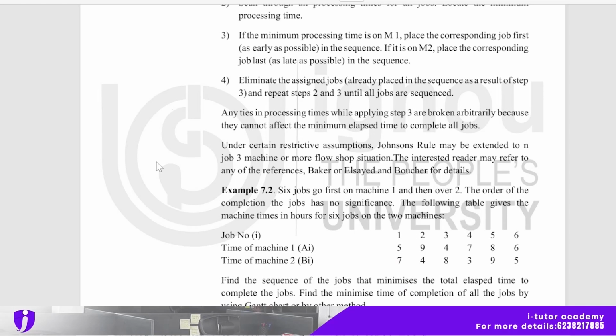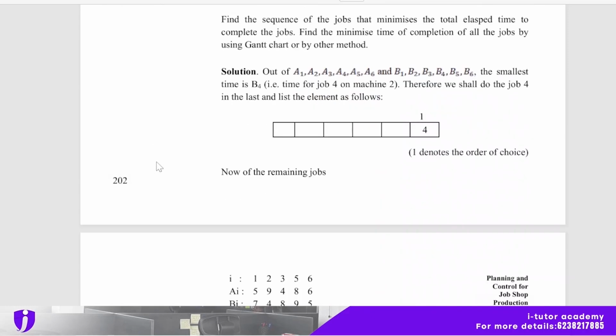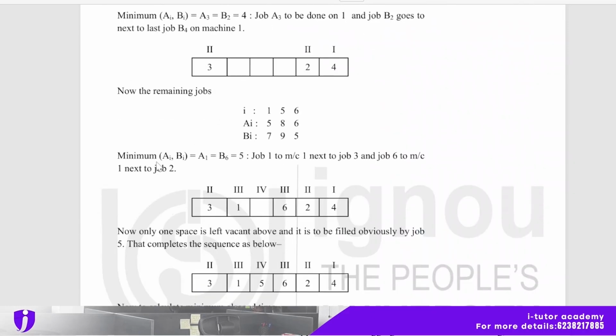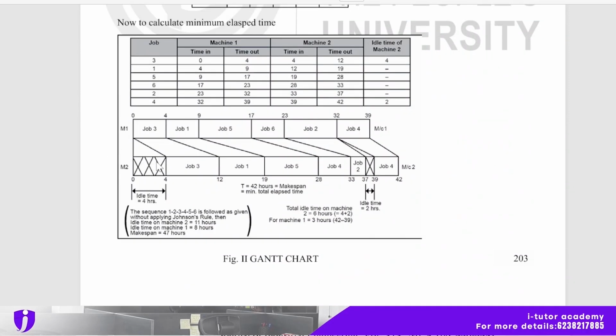Any ties in processing time while applying step 3 are broken arbitrarily because they cannot affect the minimum elapsed time to complete all jobs. Under certain restrictive assumptions, Johnson's rule may be extended to the n jobs, three machines or more flow shop situation. The interested reader may refer to references such as Baker or Elsayed and Boucher for details. So here is example 7.2. Based on this, please refer to your IGNOU study material. If you have any doubts, you can contact us anytime. So this is about today's section.